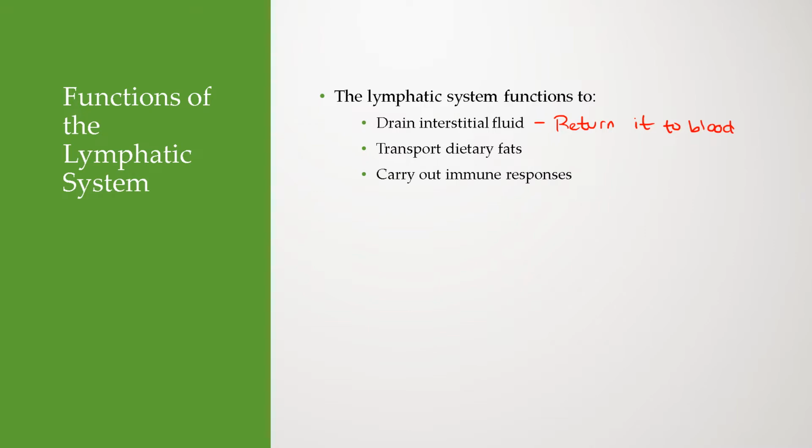The second function is that it transports dietary lipids. So lymphatic vessels will transport lipids and lipid-soluble vitamins. So these are going to be vitamin A, D, E, and K, which are absorbed by the gastrointestinal tract. So that's A, D, E, and K.